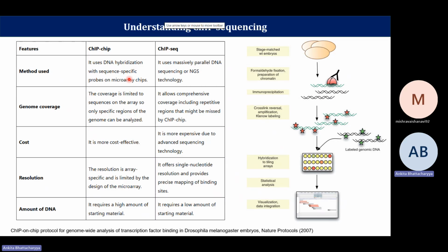Second, the genome coverage, which is limited to sequences on the array. So only some specific genomic regions might get analyzed. ChIP-seq, on the other hand, allows for very comprehensive coverage, including repetitive regions that might get missed by ChIP-chip. Especially repetitive regions usually are not considered on the microarray or the tiling microarray. Then you have cost effectiveness.